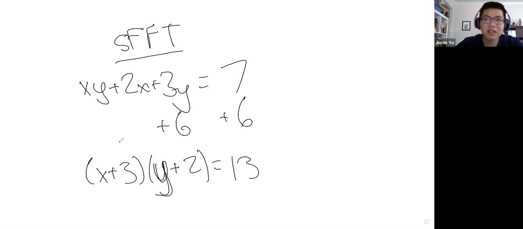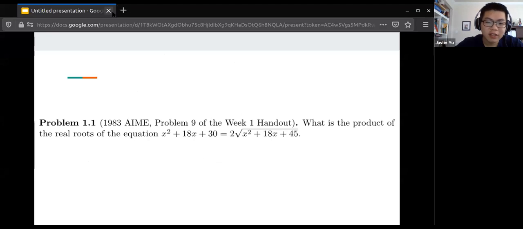And then we can solve this a lot more easily, air quotes. So let me hope that my computer doesn't fail me. And let's look at the next question. Or am I sharing the right thing?